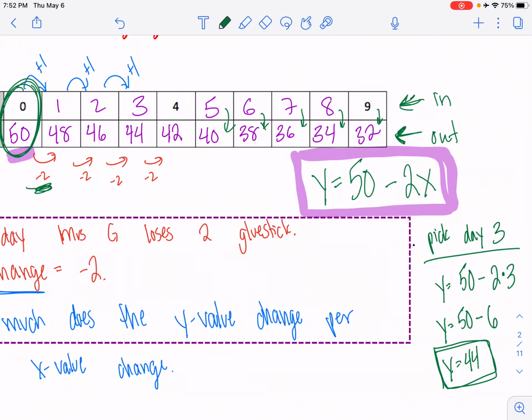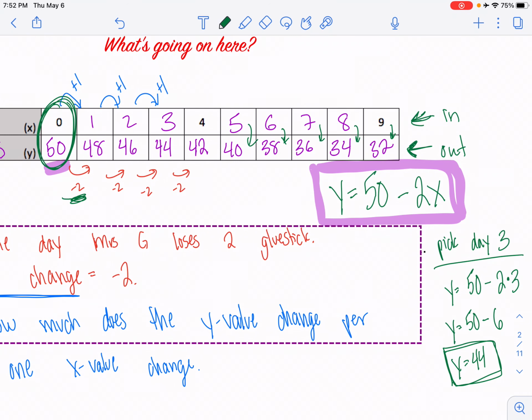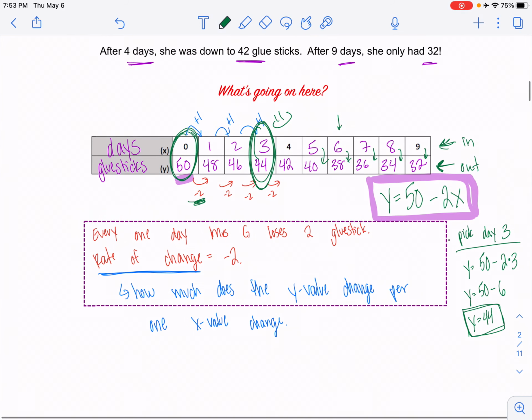Does that match my table? Oh my God, it doesn't. What am I doing? Miss G. What? Yes, it does. I'm sorry, I was looking here. Yes, sorry. Happy face. So on day 3, I'm down to 44. So that's kind of how these are starting to connect.